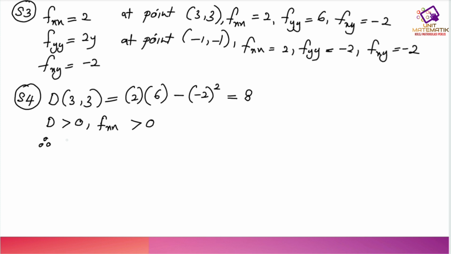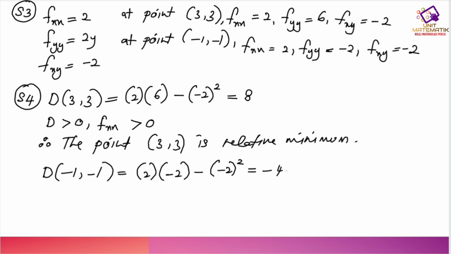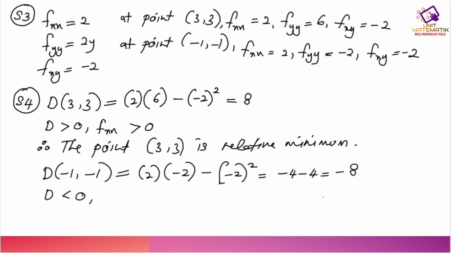therefore the point (3, 3) is a relative minimum. Next, at point (-1, -1), f sub xx is 2 times f sub yy is negative 2, minus f sub xy, negative 2, squared, equal to negative 4 minus 4, equal to negative 8. When D is negative, or less than 0, therefore the point (-1, -1) is a saddle point.